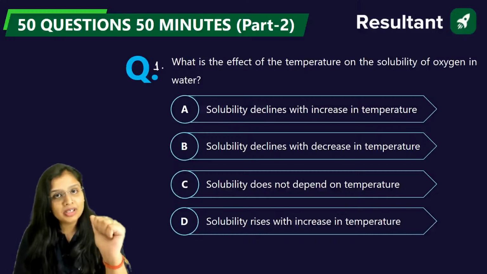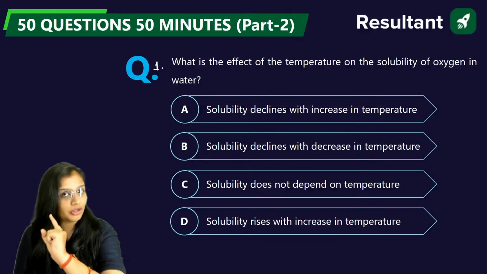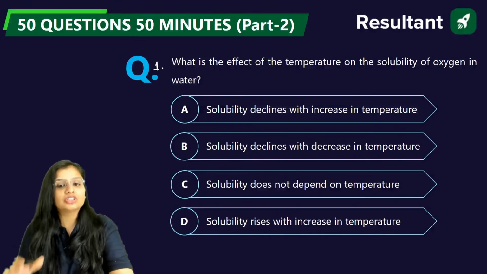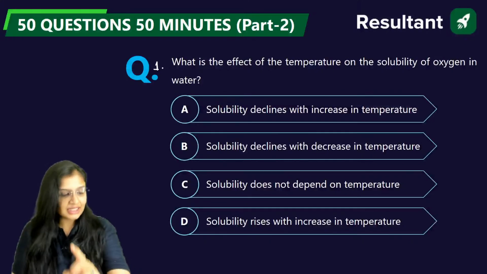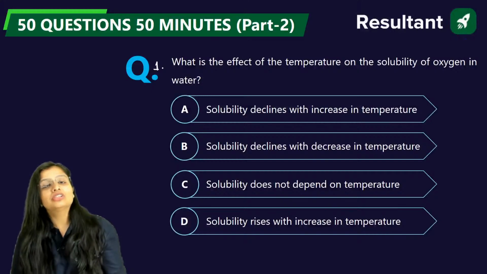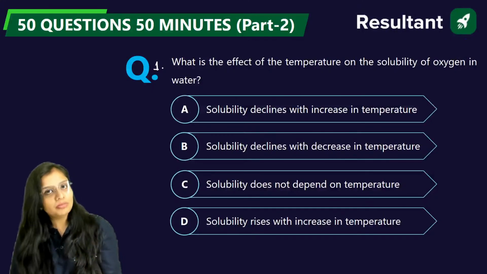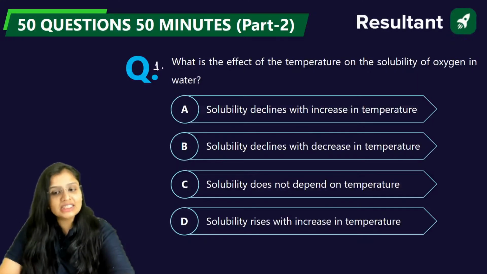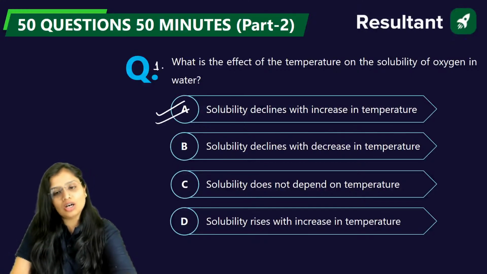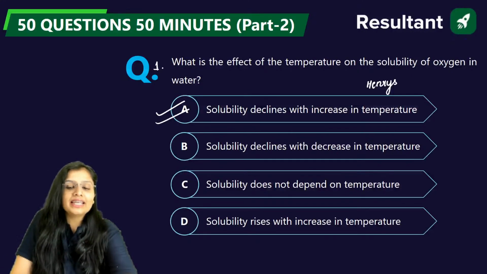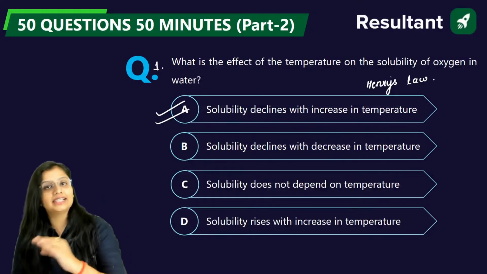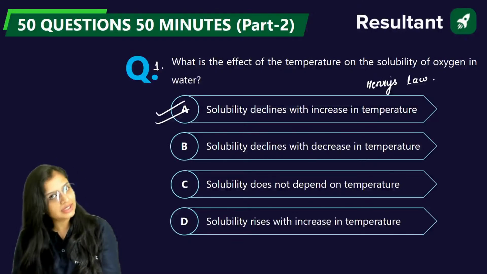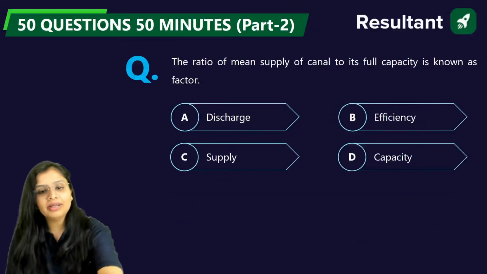So guys, remember, in the case of gases, I'm not talking about others. In case of gases, as you increase the temperature, solubility decreases. And if somebody asks you by which logic you are saying it, so according to Henry's law, solubility of gas decreases with increase in temperature. In case of liquids, it is not the case. This is valid only for the gases. Remember that. Oxygen is O2, that is a gas. Clear? Fine.